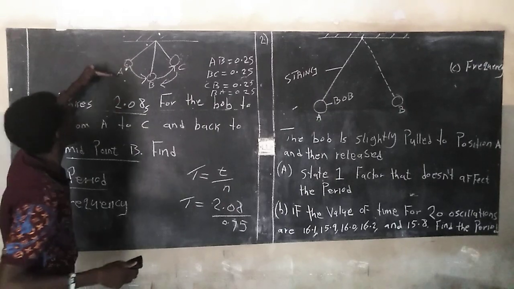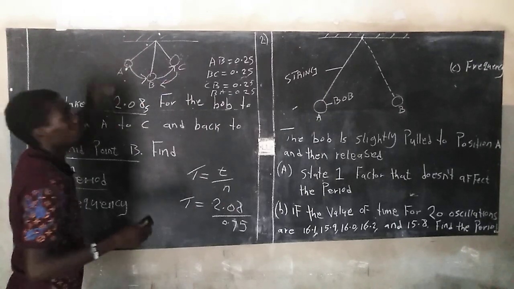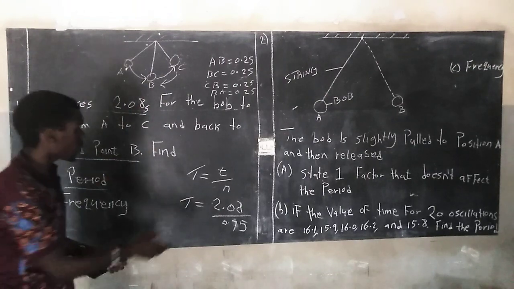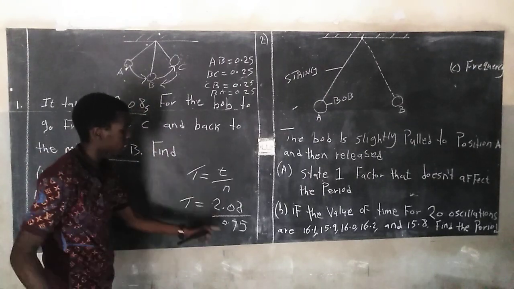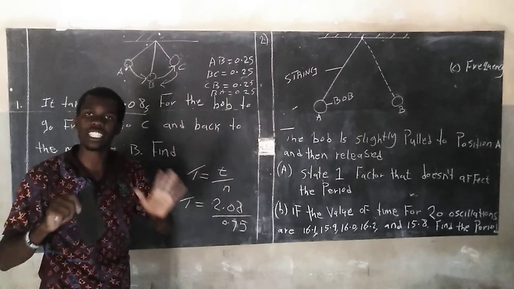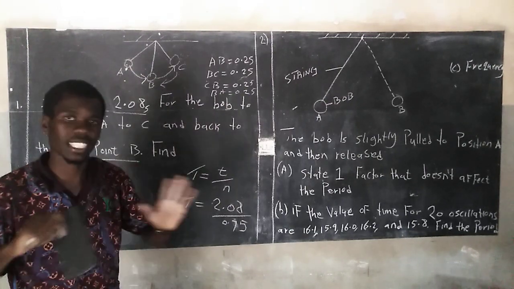Complete oscillations from here to here and back to here, that's 1. Okay, so that's how you come up with this. So our number of oscillations here is 0.25. I guess the elaboration is clear.